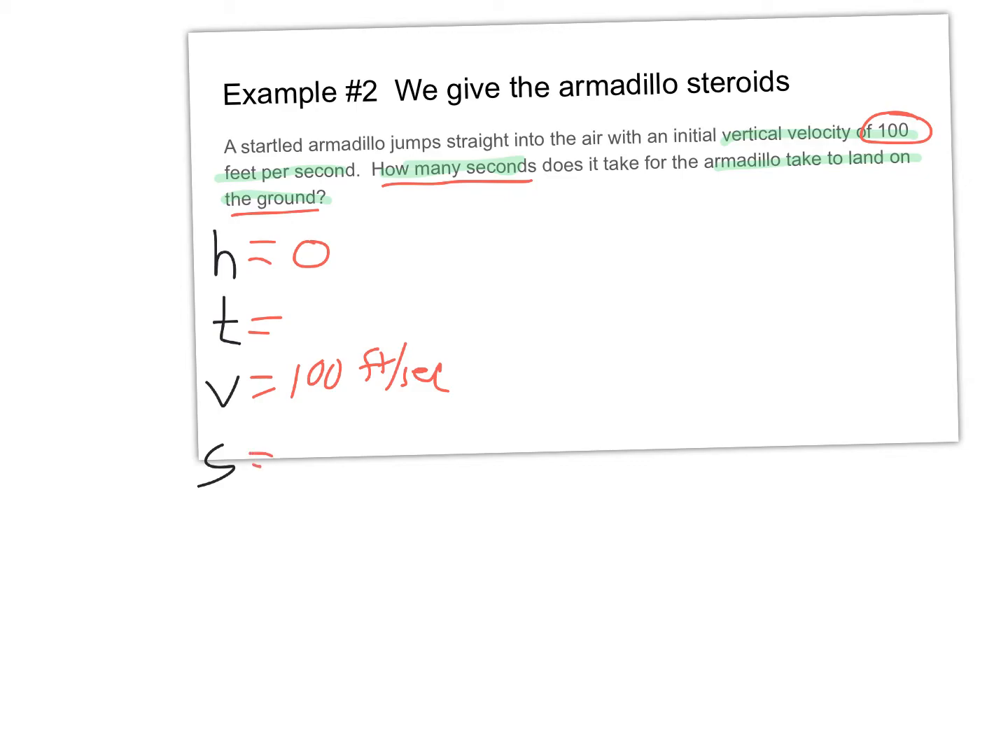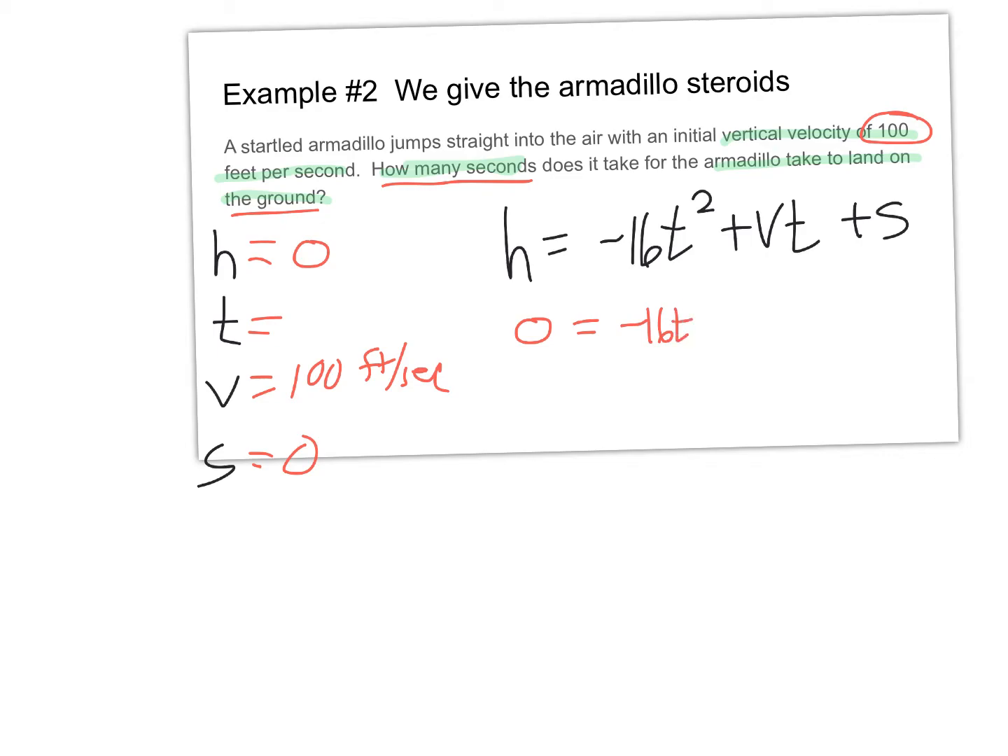And the starting point, we are assuming again this armadillo was on the ground. Okay, so now, because they gave us feet, our formula again is H equals negative 16t squared plus vt plus s. All right, let's substitute in what we know. Ending height of the object is 0. Negative 16t squared plus 100 vertical velocity t. And again, my starting point of the armadillo was on the ground, so it is 0. Do I really need to list the plus 0 there? No, I do not. So I'm going to get rid of it.